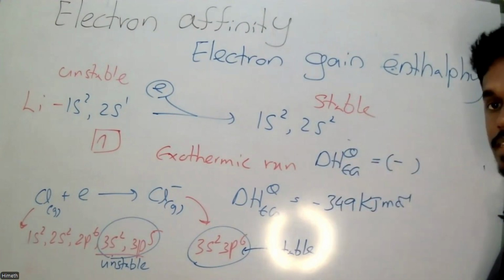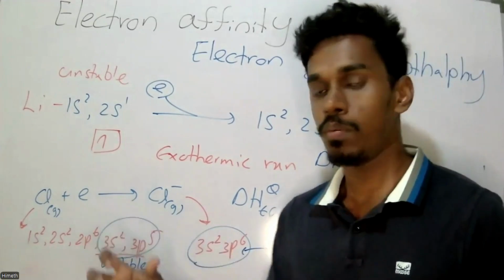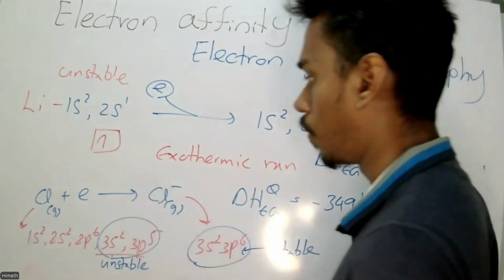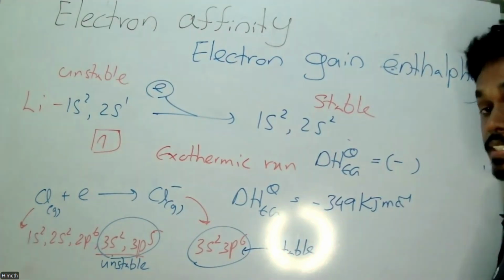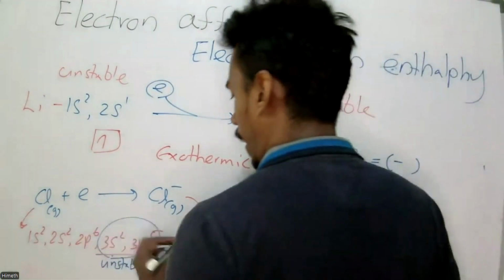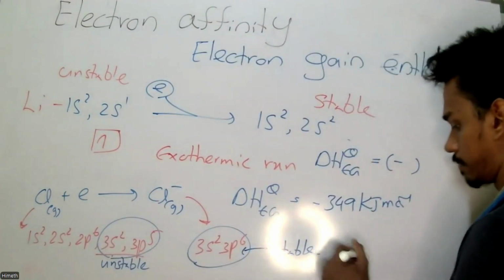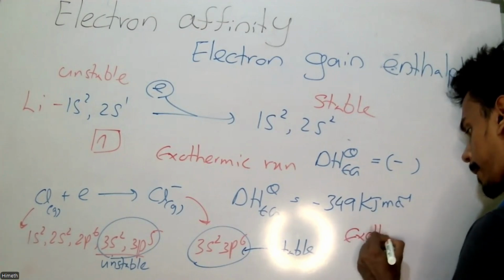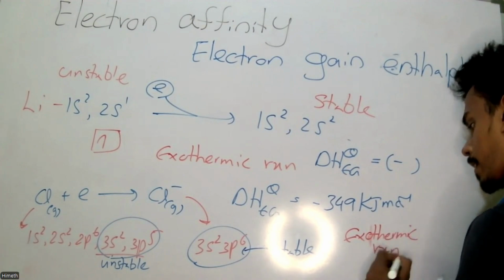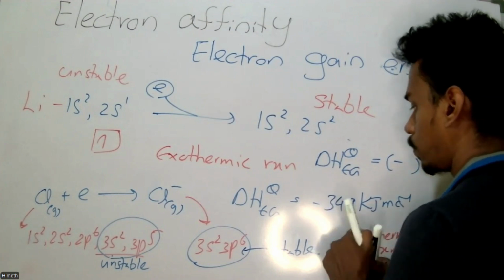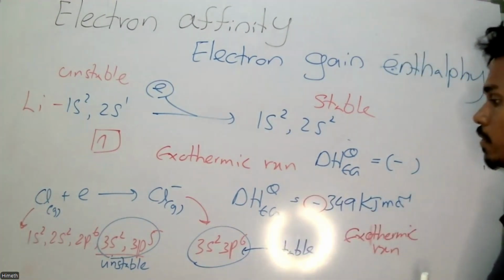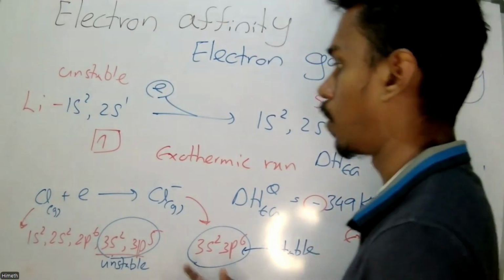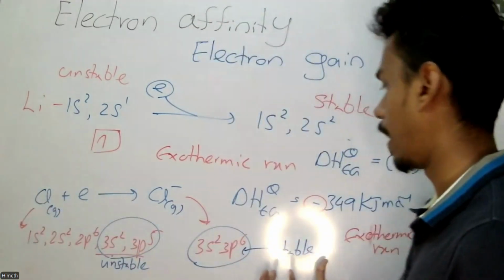So normally, as I mentioned before, an atom likes to move from its unstable state to a stable state. So the electron gain enthalpy of chlorine should be a negative value, since it is an exothermic reaction. So this is the exothermic reaction. We can justify that negative sign of the delta H value using this electron configuration of chlorine from the previous state to after gaining the electron.